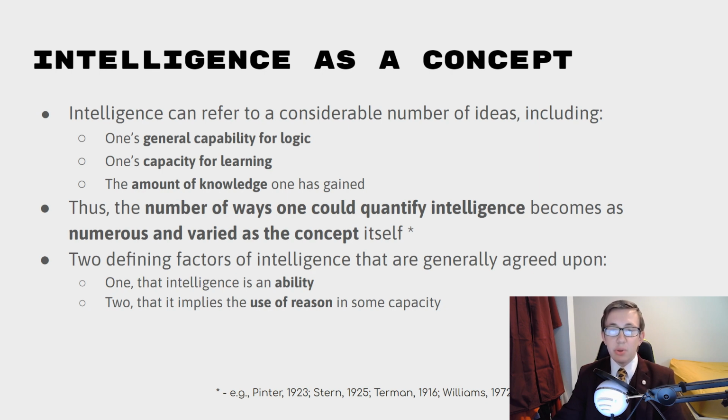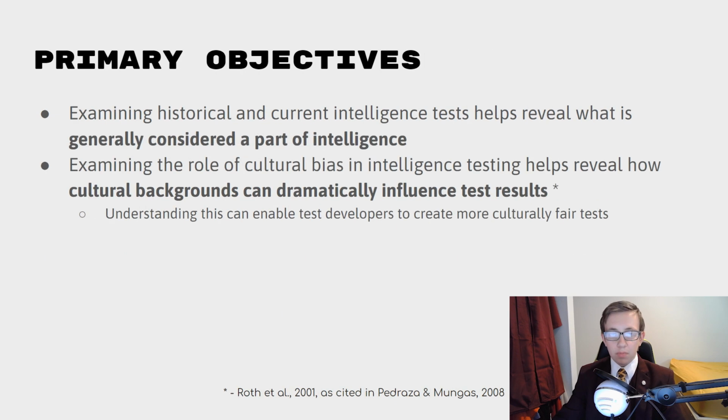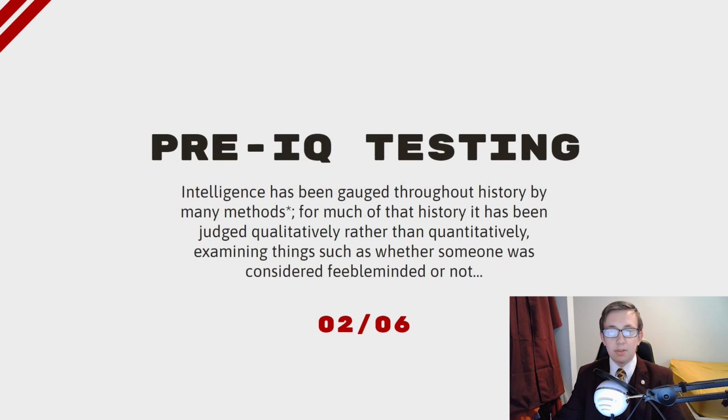But in general, there's 2 things that people agree on with intelligence. One, that it's some sort of innate ability that humans just naturally possess, and 2, that it implies the use of reason in some capacity. Now, there's 2 primary objectives with my thesis. I wanted to look at historical and more modern intelligence tests to help reveal what's generally considered a part of intelligence, and I wanted to look at the role that cultural bias plays in intelligence testing to show how different cultures and races can dramatically influence test results, because understanding this enables testing developers to make more culturally fair and responsive tests. So, starting with that, we're going to start with the historical methods that I looked at.